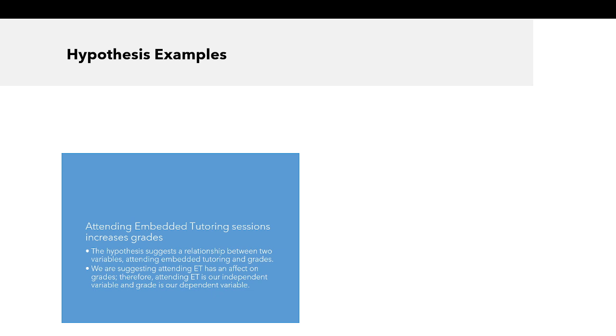So we'll start with attending embedded tutoring sessions. I always encourage students that if you have access to an embedded tutor, if you have access to supplemental instruction leaders, attend those, right? Always go to those things, because research shows that attending embedded tutoring sessions increases grades. And so the hypothesis here suggests a relationship between two variables, one of which is attending embedded tutoring sessions, the second of which is grades. We're suggesting that attending embedded tutoring has an effect on grades. Therefore, attending embedded tutoring is our independent variable, the presumed cause, and grade is our dependent variable, the presumed effect.